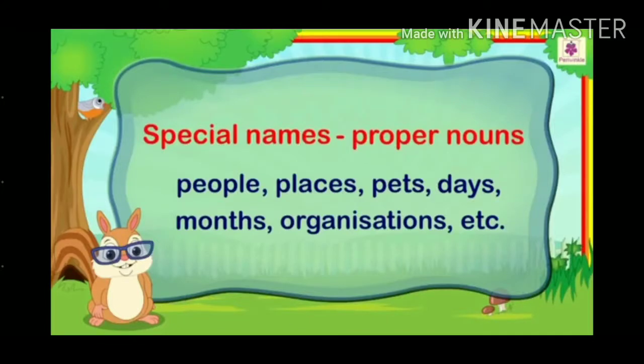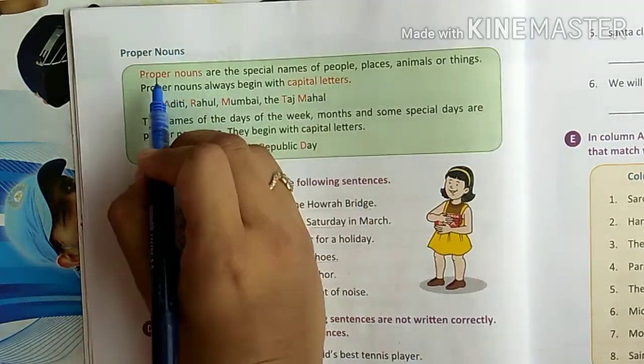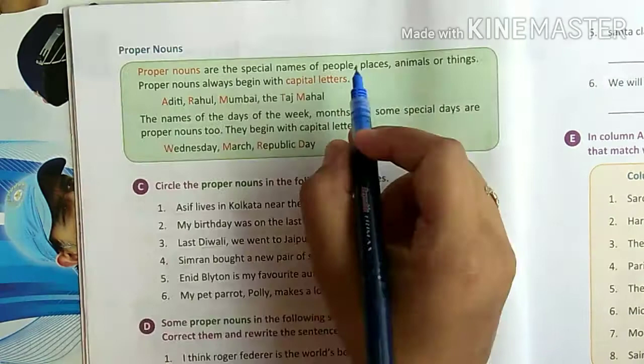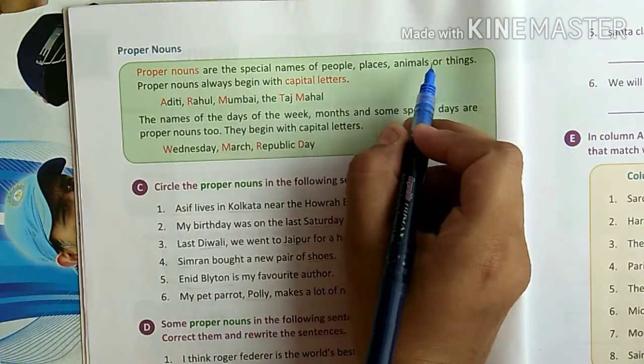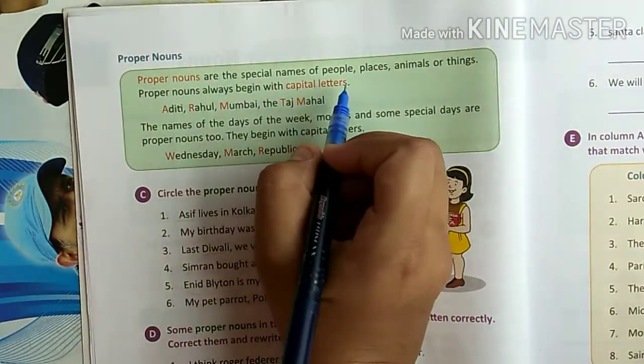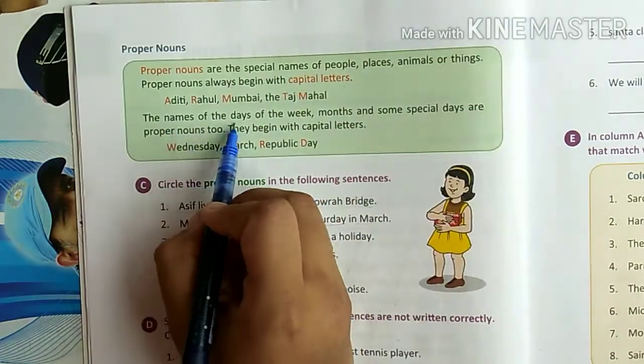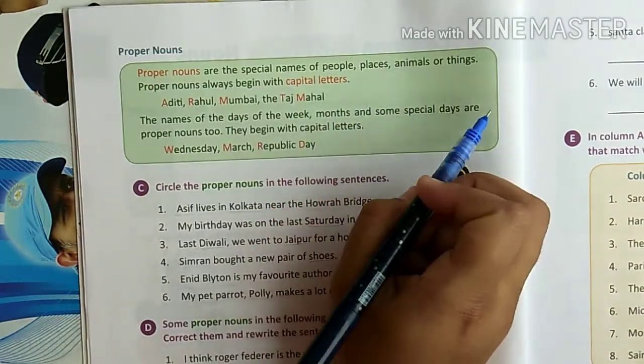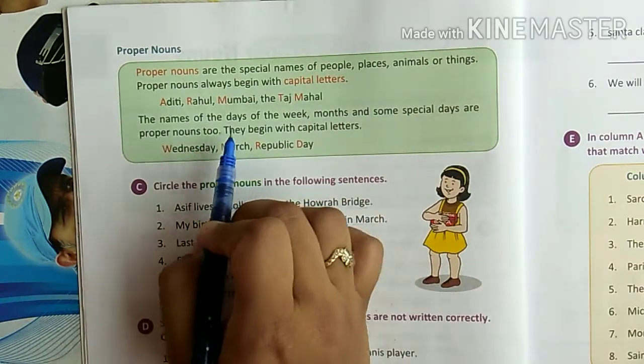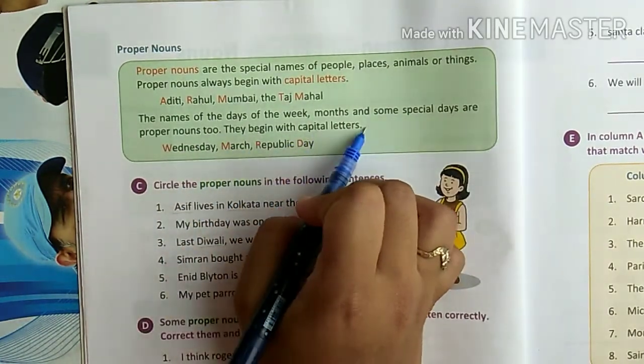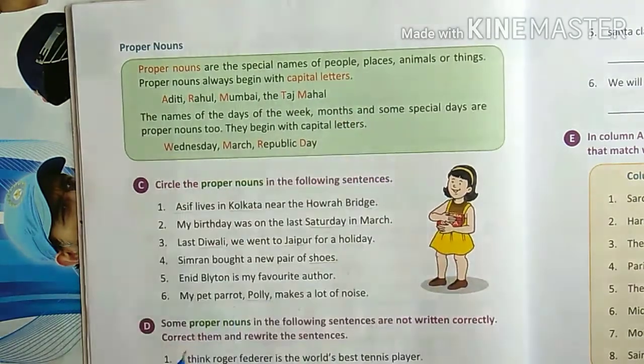Special names given to people, places, pets, days, months, organizations, etc. are proper nouns. Written in your textbook: Proper noun are the special names of people, place, animal or thing. Proper noun always begin with capital letters. The names of the days of week, month and some special days are proper noun too. They too begin with capital letter.